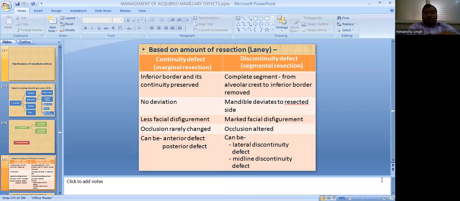Based on the resection, Laney classified defects into continuity defect, that is the marginal resection, and discontinuity defect, that is the segmental resection. Continuity defects: the inferior border and its continuity are preserved, there is no deviation, less facial disfigurement, occlusion is rarely changed, and it can be an anterior or posterior defect. Discontinuity defects: the complete segment from alveolar crest to inferior border is removed. The mandible deviates to the resected side, there is marked facial disfigurement, occlusion is altered, and it can be a lateral or midline discontinuity defect.